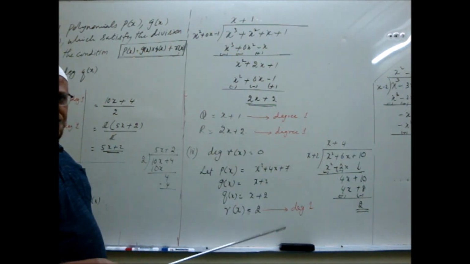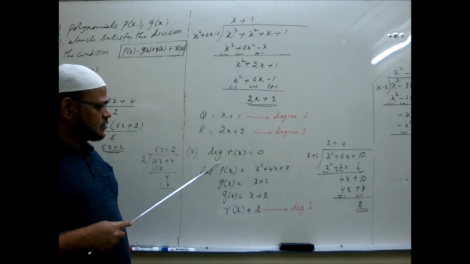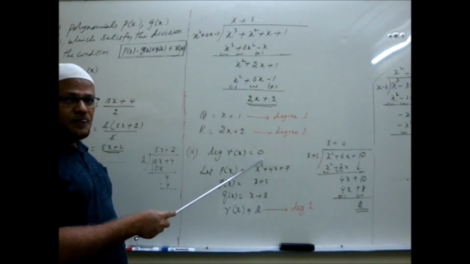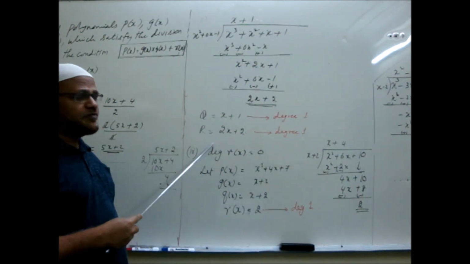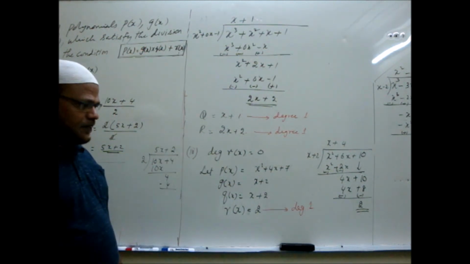Let's go to the third question. The third question is the continuation of the same question. The third bit says the condition: degree of r of x is 0. Means the remainder's degree should be 0, means the remainder must be constant. Any constant, no matter. So what do we do?